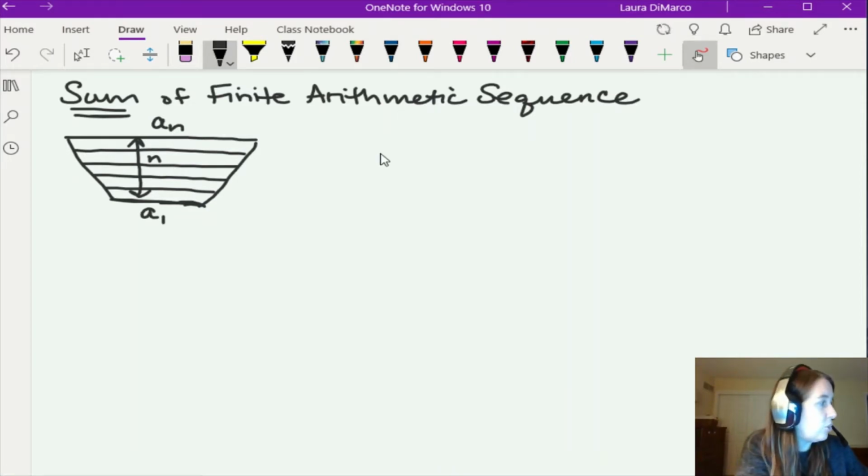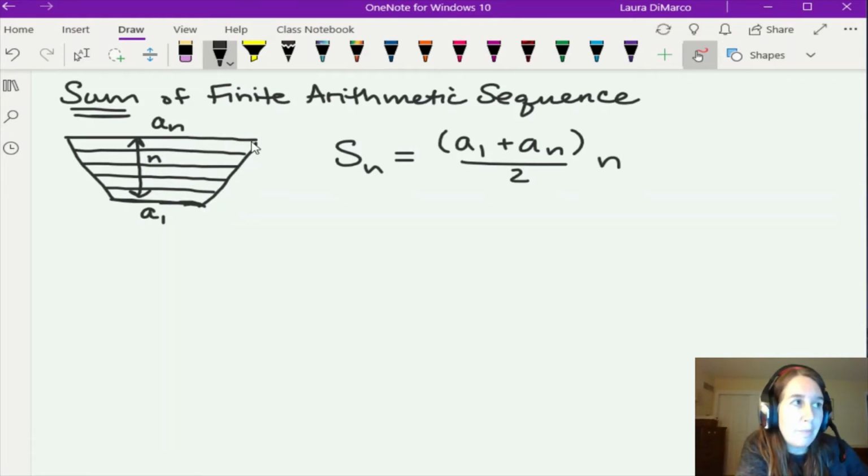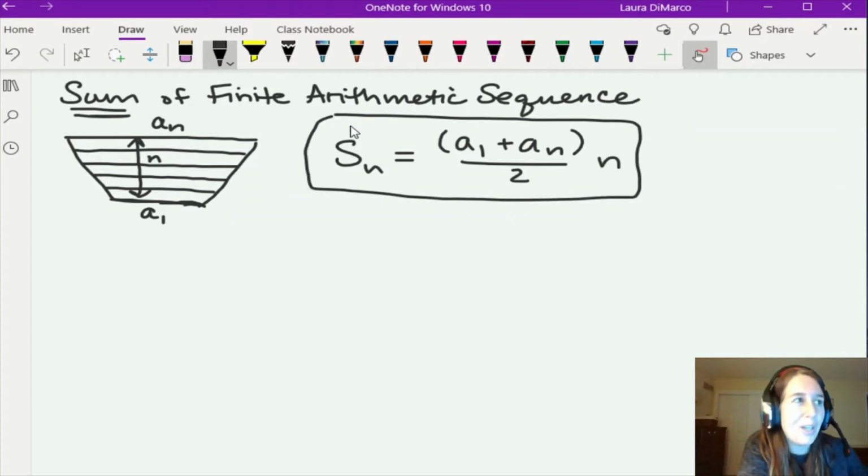You've added it on n times. So the formula, just like a trapezoid, is the sum of the n terms is equal to a sub 1 plus a sub n divided by 2 times n. Remember a trapezoid was base 1 plus base 2 divided by 2, so it's kind of the average of the bases, and then times the height. And the height in this case is n, it's the number of terms. So this is a useful and simple formula to use.